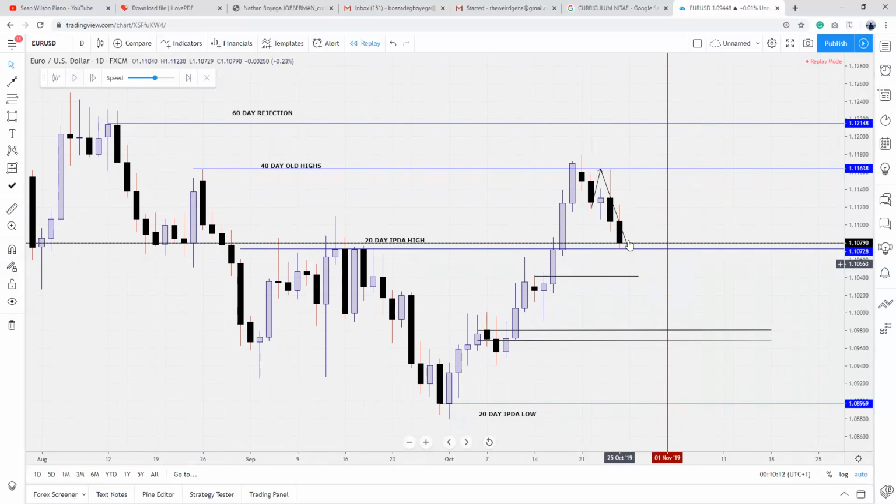If price is showing willingness that it wants to rally, then we know the next level is this old high. This old high is what we're going to reference, and that would be the 20-day IPDA. So why do I call this 20-day IPDA? Because if you put your vertical line at this last bearish candle and you look back, this is going to fall under the last 20 days.